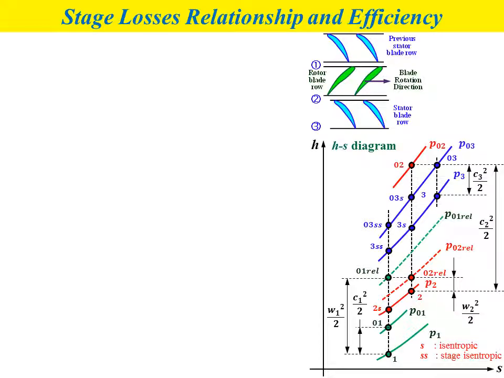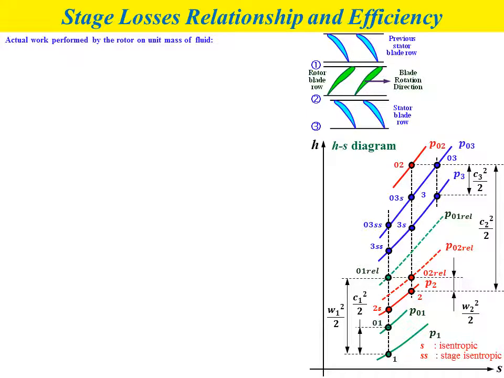And the second figure shows the HS diagram for the compression process in a compressor stage. So we have a lot of points involved with different types of pressure: static pressure, stagnation pressure, and also relative stagnation pressure. And in the graph we also have the terms for kinetic energy in terms of relative velocity and also absolute velocity.